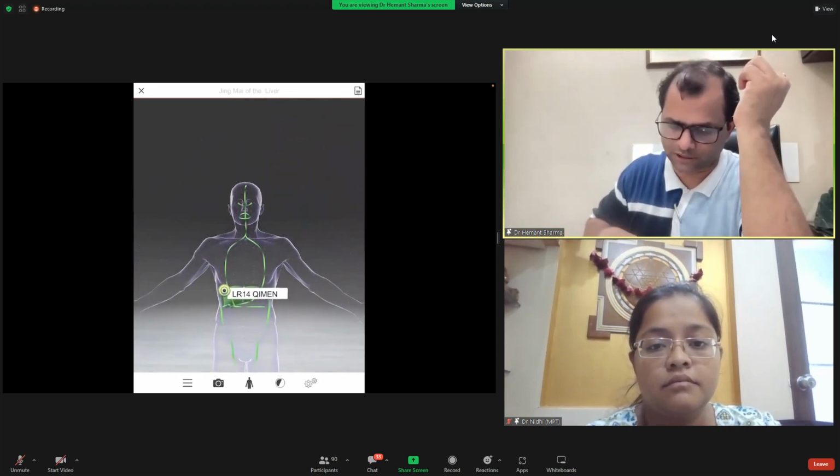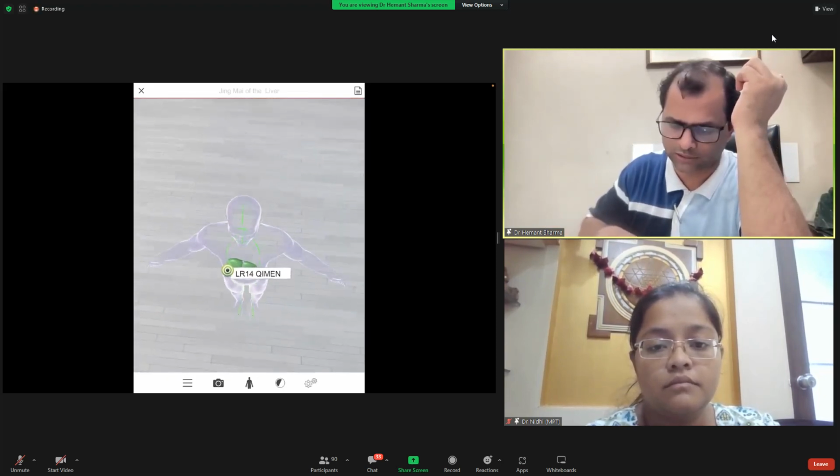You can see the internal path of the liver meridian. It's reaching till the top of the head, till DU20.